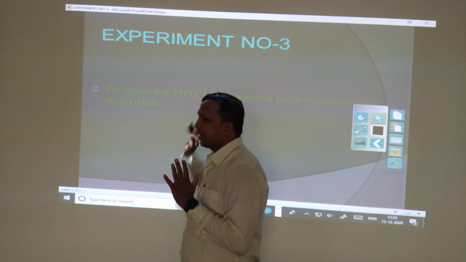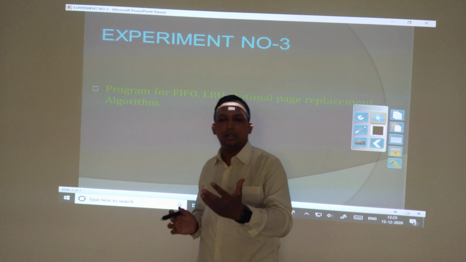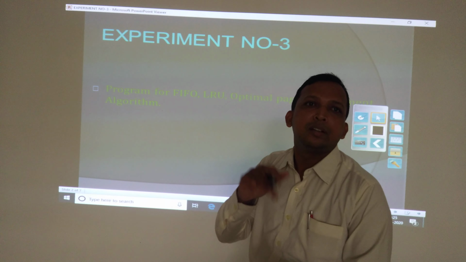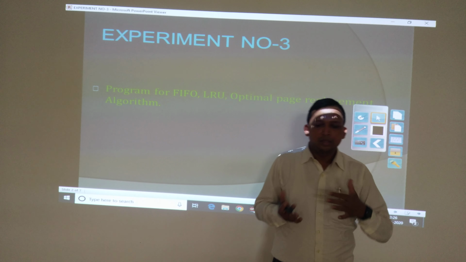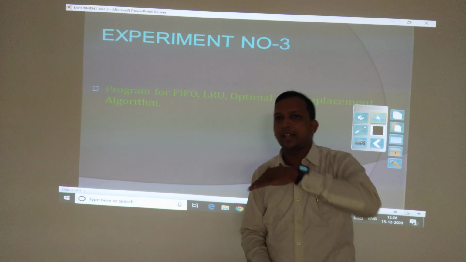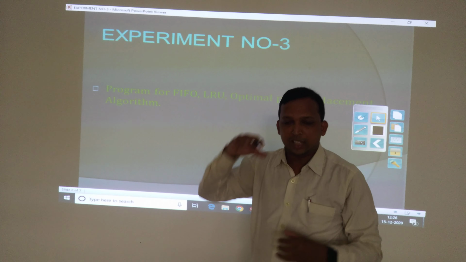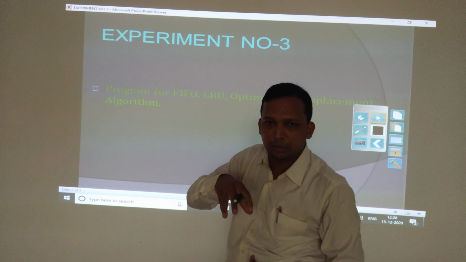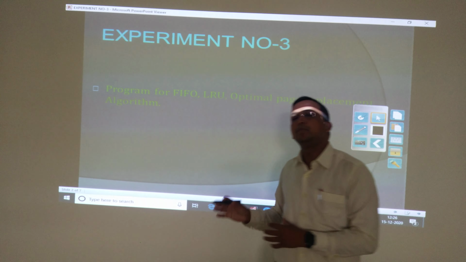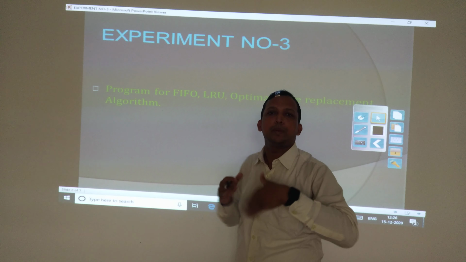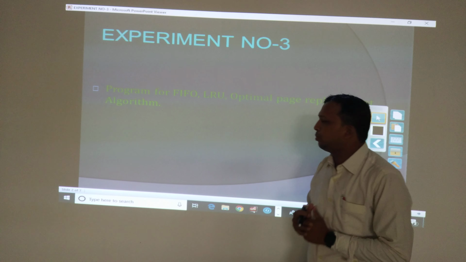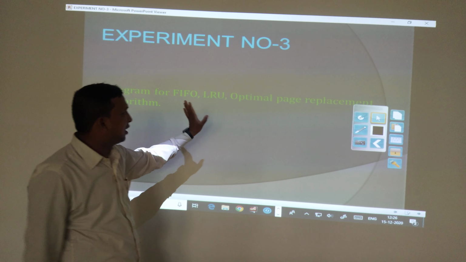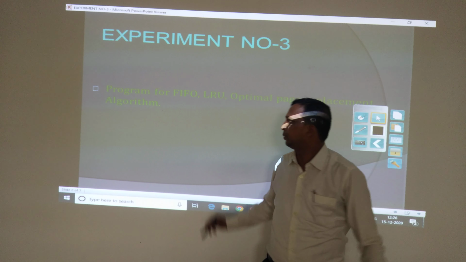So FIFO means first in, first out. In the previous lab we know FCFS, first come, first served. It means first in, first out. So like a tray or like bricks. The last bricks should be out from the first bricks added, it should be removed first. तो first in first out means जो पहले आएगा वो पहले remove होगा. And LRU means least recently used, means कौन सा बहुत कम बार recently यूज हुआ है. And the last one is optimal page replacement algorithm.